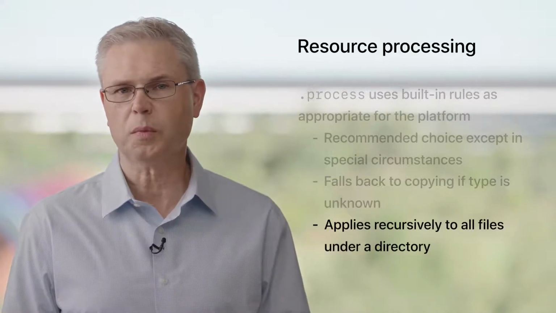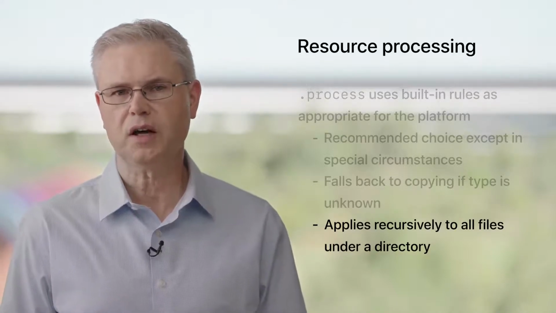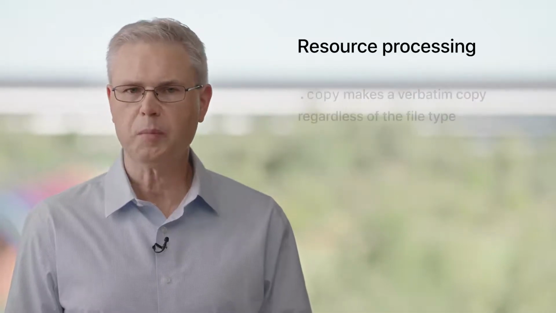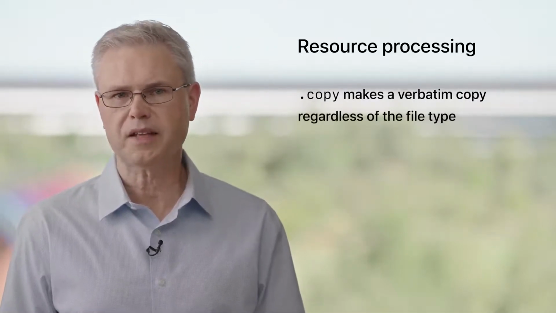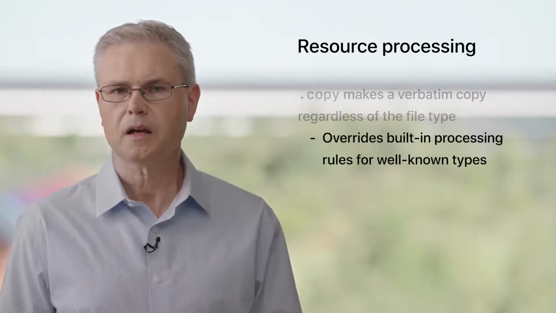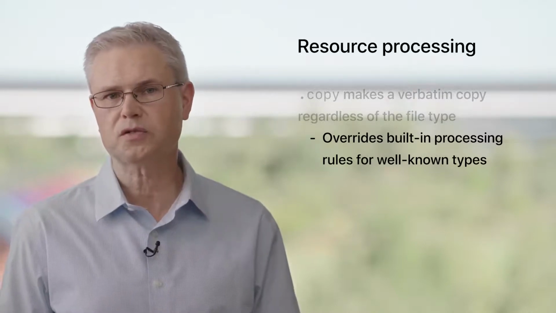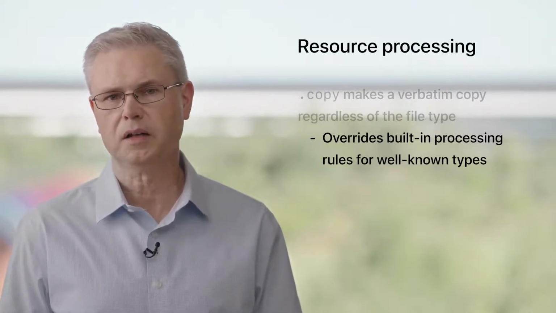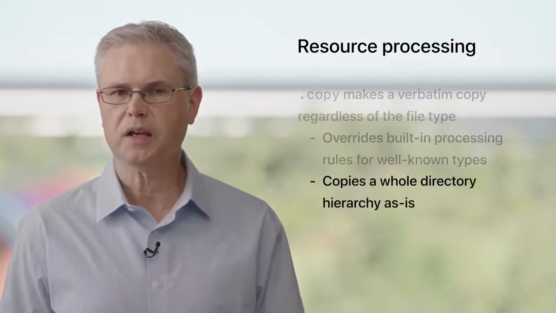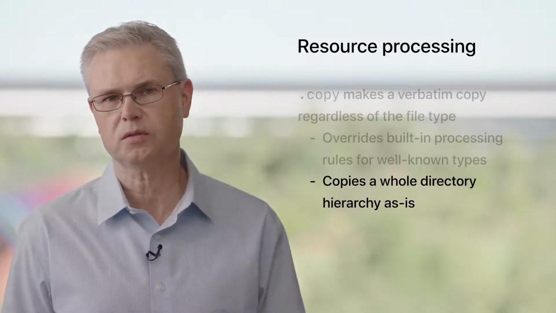The processing rules are applied recursively to every file under a directory, and each resulting output file is included in the product as a separate resource. The copy action is appropriate when you want to make an exact copy of the resource, regardless of its type. Copying doesn't do any transformation at all, so it can be used, for example, to copy a source file that would normally have been compiled if you want to use it as a template at runtime. Copying can also be used if you want to include a whole directory and preserve its hierarchical structure.